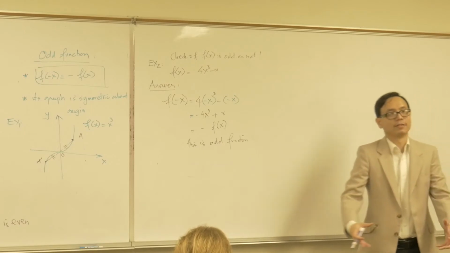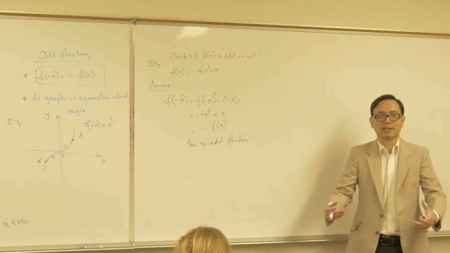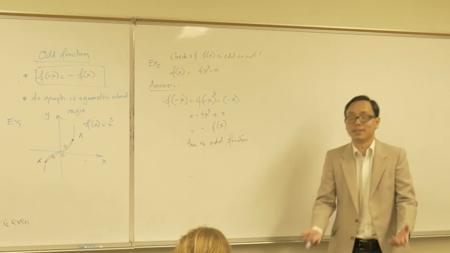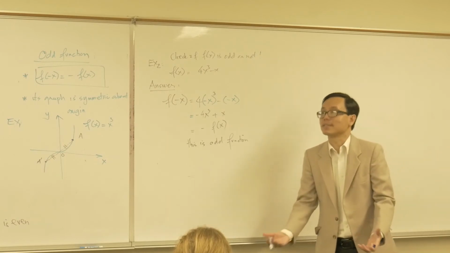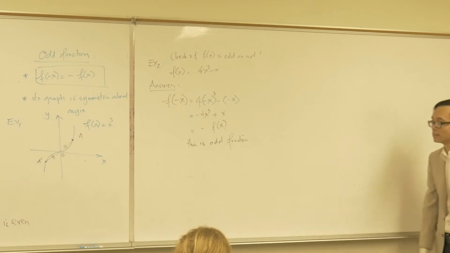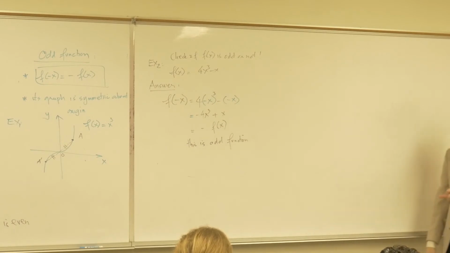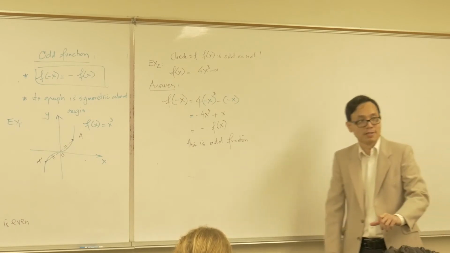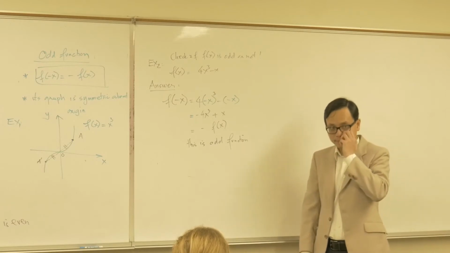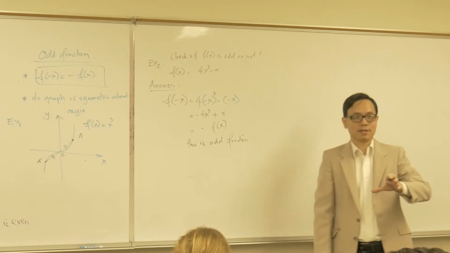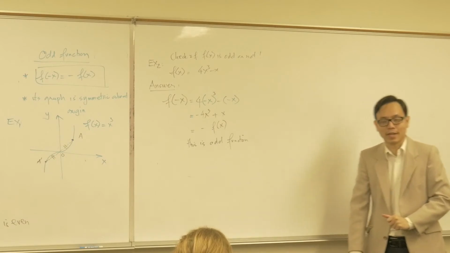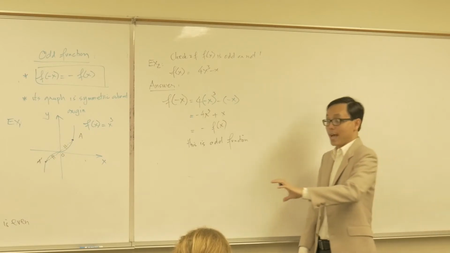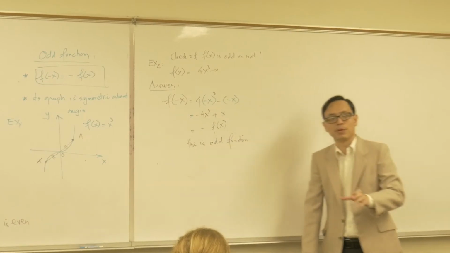So in general, if you calculate f of negative x and it turns out to be the same, then it's even. If it turns out to be the opposite of the original, then it's odd. There's some functions that, after you check, are neither even nor odd. If you're in that situation, you just need to put neither.